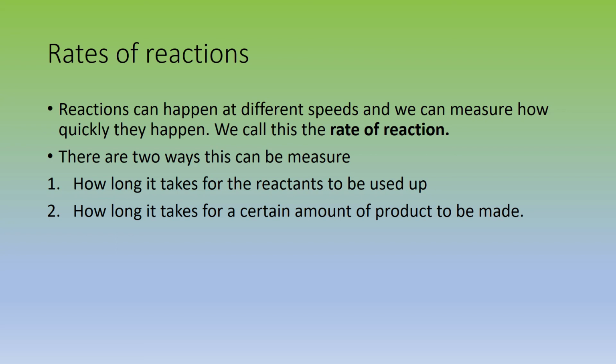Now, there are two ways that this can be measured. The first one is how long does it take for our reactants to be used up? So if I react two different chemicals together, how long does it take for those reactants to disappear or to be used up? The second method is looking at how long it takes for a certain amount of product to be made. Okay, so you could be looking at how much gas is produced over time and see how long it takes to reach a certain amount. And that is another way of identifying how quickly a reaction is happening.